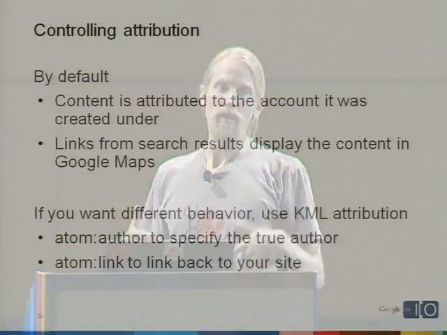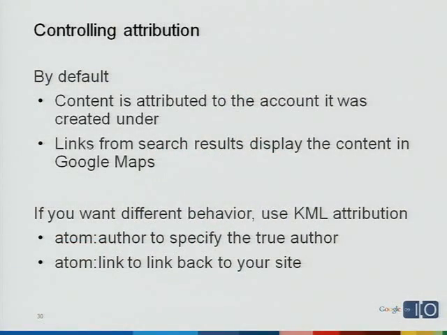The user is logging in as you, basically. But you may have your own account management. You may know something about your users that we don't know. And so if you want to override the default attribution, you can do so, and there's a standard way to do that in KML. KML accepts the atom author and atom link tags. Atom author can be used to specify who the real author of something is, and atom link can be used to specify a web URL for this particular resource.